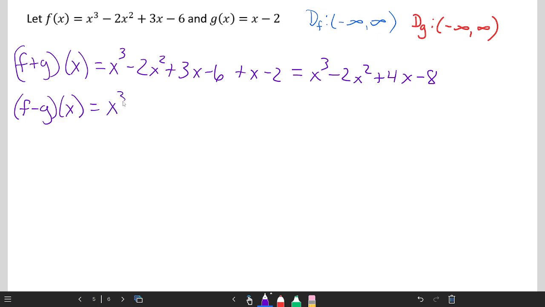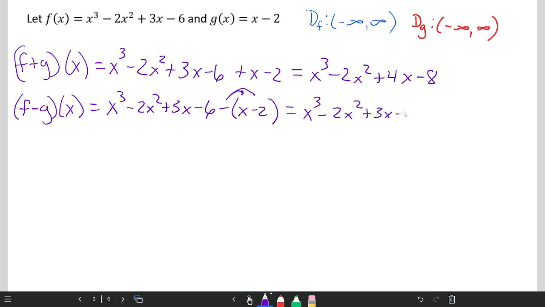For f minus g, we'll write down f, and then we saw this in another example. We have two terms in that function g, so we want to make sure that both terms get subtracted. So we're going to need parentheses there, and then we can distribute in the subtraction. So minus x plus 2, and then just like in the first one, we can combine some like terms there. So we have 3x minus x, and we have negative 6 plus 2.